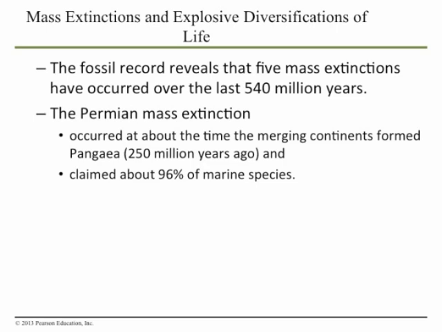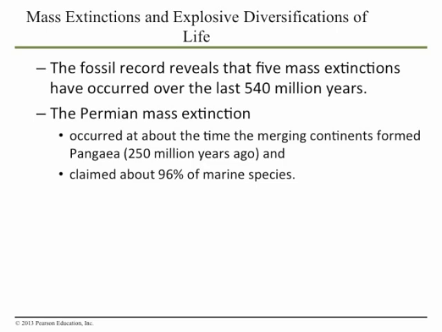The fossil record, again, reveals that 5 mass extinction events have occurred in the last 540 million years. There was a mass extinction at about the time that the merging continents formed Pangaea, about 250 million years ago. It claimed about 96% of the marine species. So most of the marine species that exist now have speciated since that point.